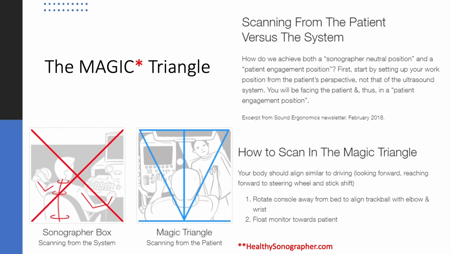How do we scan in the magic triangle? Our body should align similar to driving. You're looking forward, any reaching you're doing is forward to the steering wheel and to the stick shift. So first, we want to rotate our console away from the bed to align the trackball with the elbow and the wrist. And second, we want to float the monitor towards the patient. Video examples of this scanning practice can be found on healthysonographer.com website.